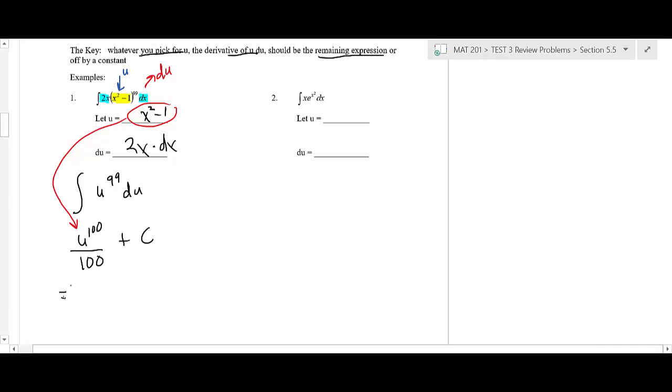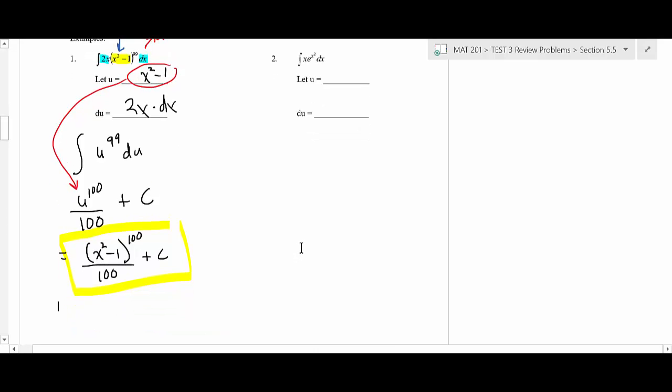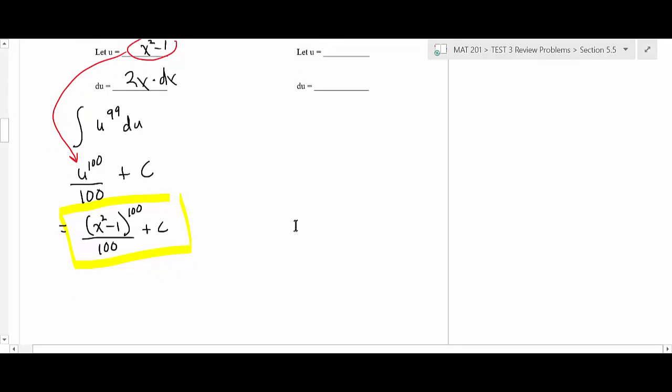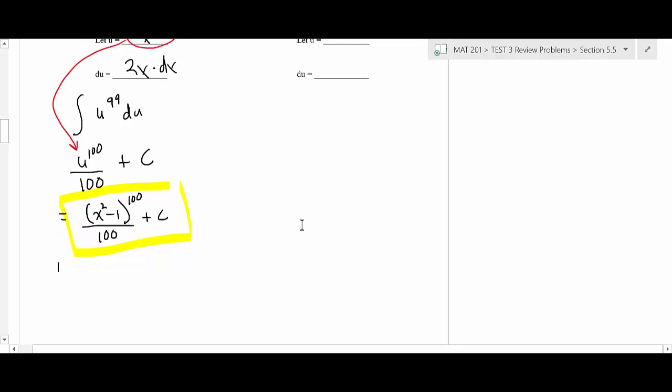So what you would have is change the u back to x squared minus 1. That's still to the 100th power over 100 plus c like that. So that is the final answer of the problem. Okay, did that make any sense? Sometimes it takes students a little time to wrap their head around this, so we'll get the basic case going here first. On the final exam, we usually put like one U-substitution. It's the end of the semester.